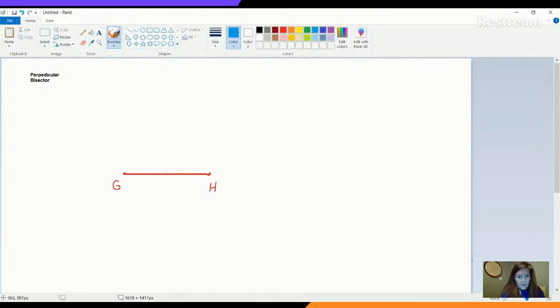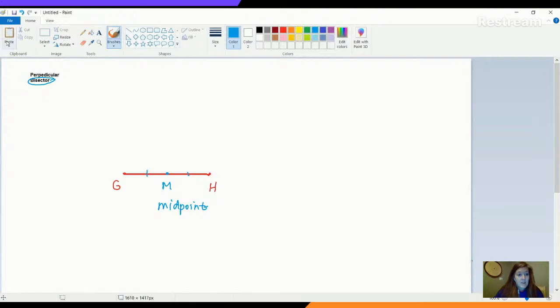To find the perpendicular bisector, we need to find the point that bisects our segment here. So we'll call that M for midpoint, fancy name, right? And M is the midpoint. And we could say that M bisects GH, which means that these two segments are congruent to each other. So we know all of this info so far, no new info, right? So that's the bisector part of perpendicular bisector.